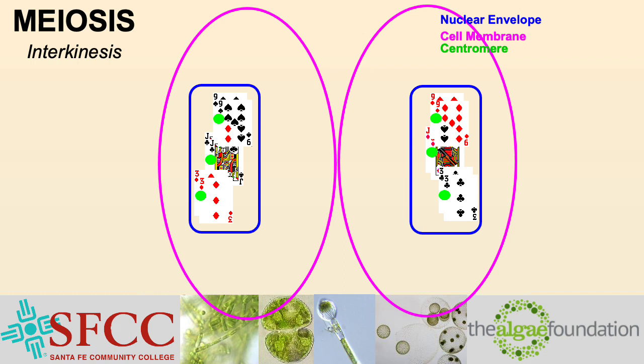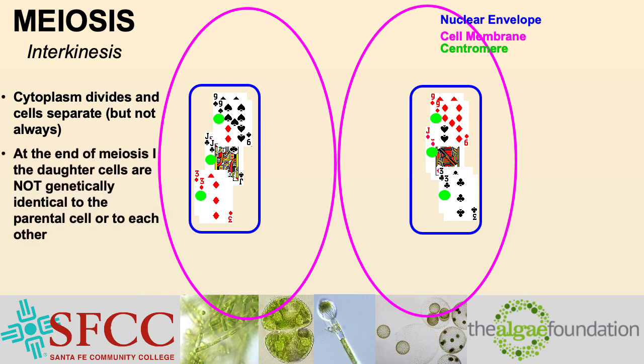Interkinesis is the period between meiosis 1 and meiosis 2. It is kind of like cytokinesis at the end of mitosis, except the cells do not continue into interphase. They continue into meiosis 2. At the end of meiosis 1, the daughter cells are not genetically identical to each other or to the parent cell that they came from.